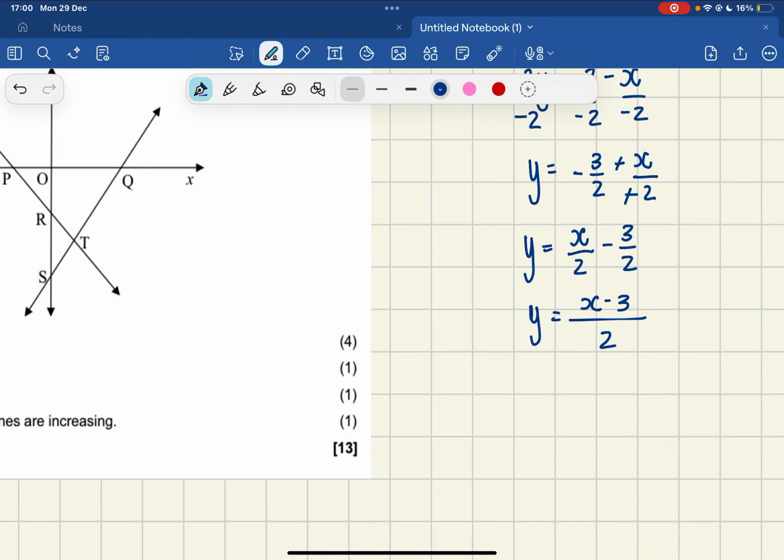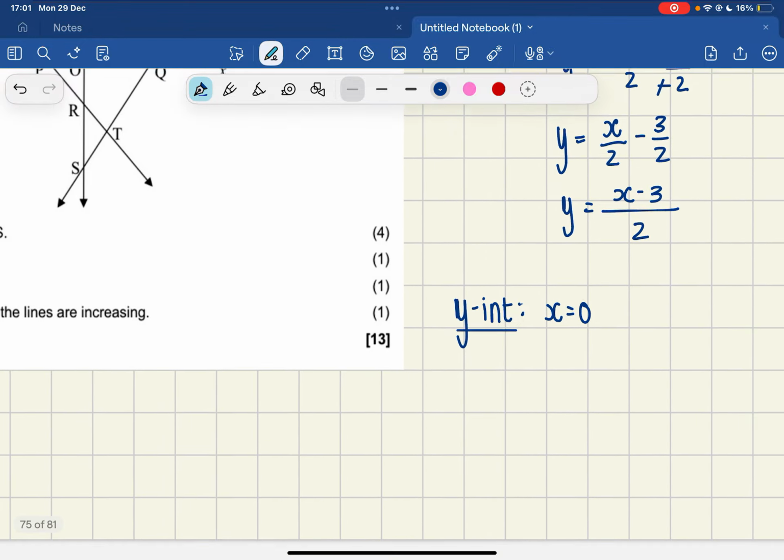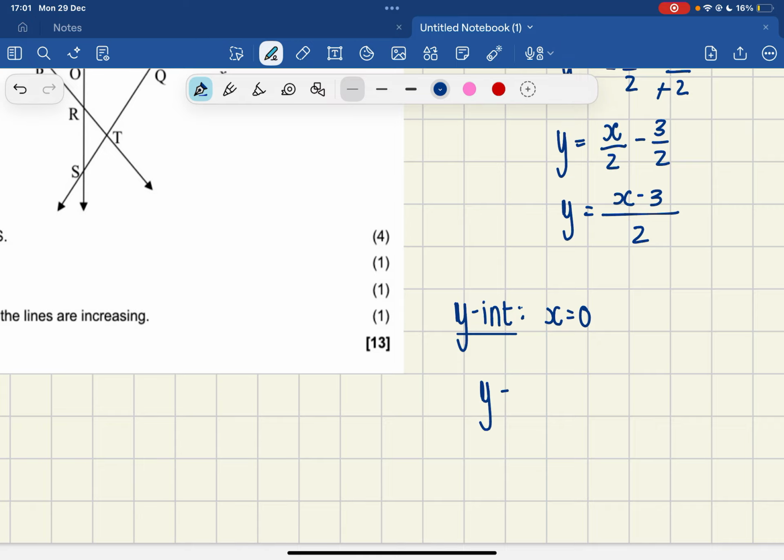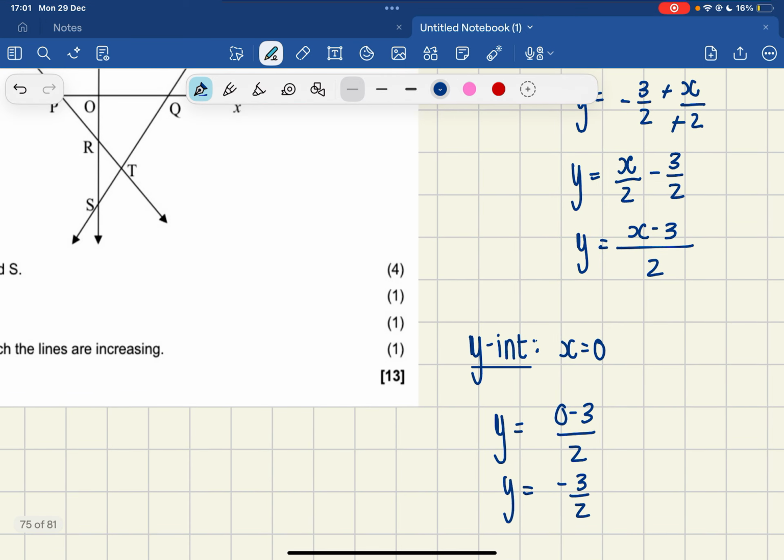Q and S are x-intercepts. So, x and y-intercepts. To solve for your y-intercept, make x equal to 0. So for your y-intercept, make x equal to 0. Therefore here, we would have y is equal to 0 minus 3/2. Y is equal to -3/2. Therefore, what would be your y-intercept?